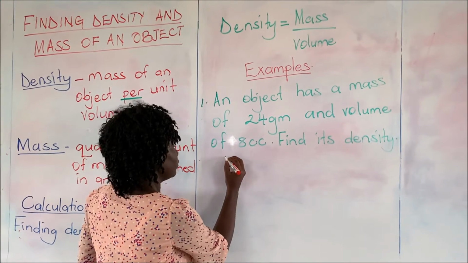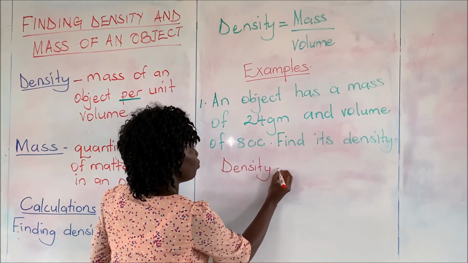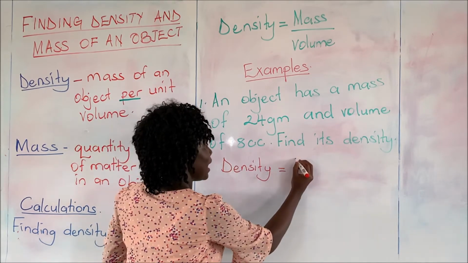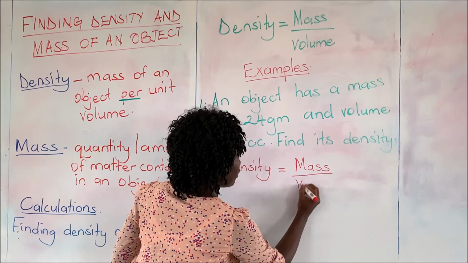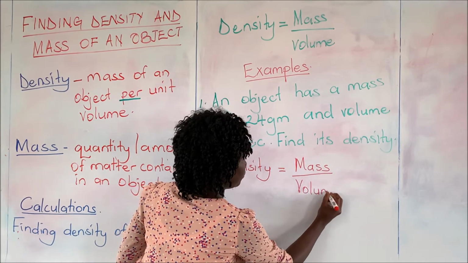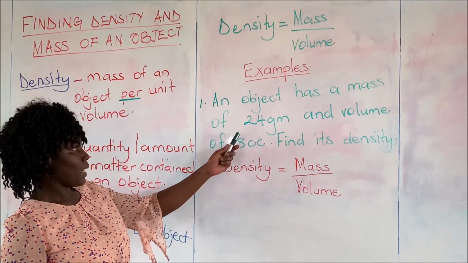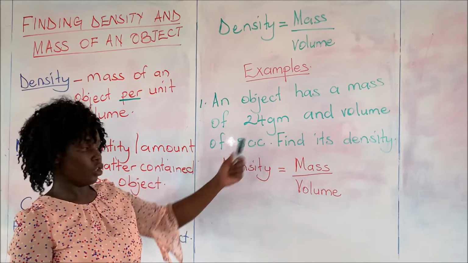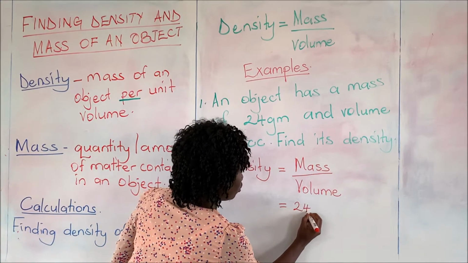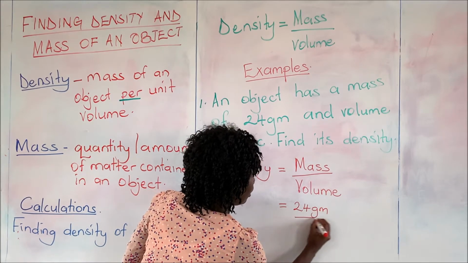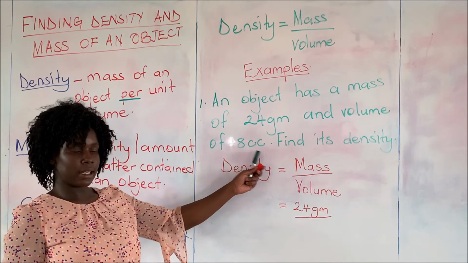Remind yourself, how do we get density? Density will be equal to mass divided by volume. Back to the question, what is the mass given? Mass given is 24 grams. So you substitute, which will be equal to 24 grams. What is the volume given? 8 cubic centimeters.